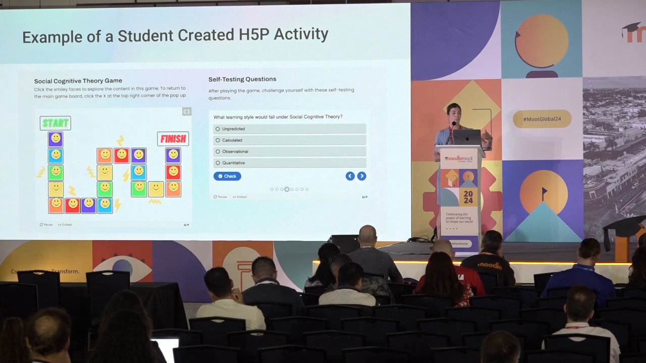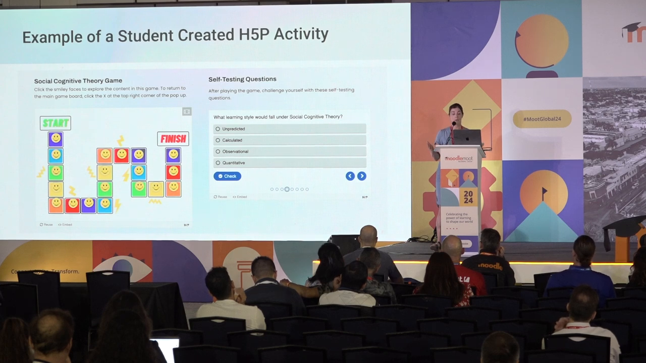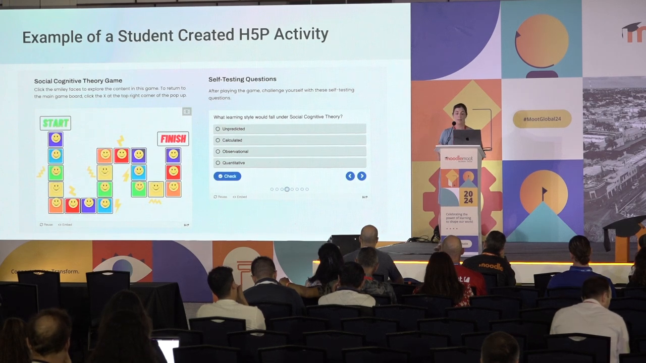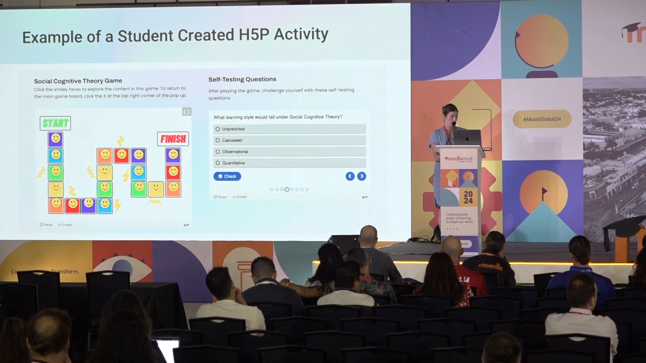As most people probably know, the image hotspot doesn't allow for embedded self-testing questions, so they chose to use the question set activity, and they posted two H5Ps in their discussion post. One with self-testing questions and one with all of their research. And it was very well received.